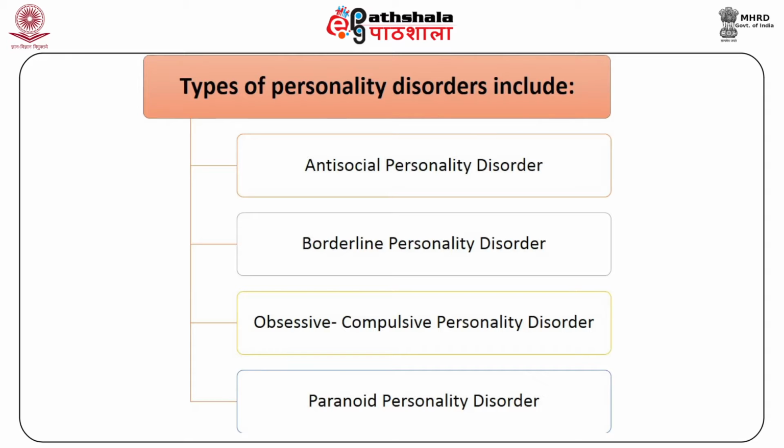Types of personality disorders include: A. Antisocial personality disorder; B. Borderline personality disorder; C. Obsessive-compulsive personality disorder; D. Paranoid personality disorder.